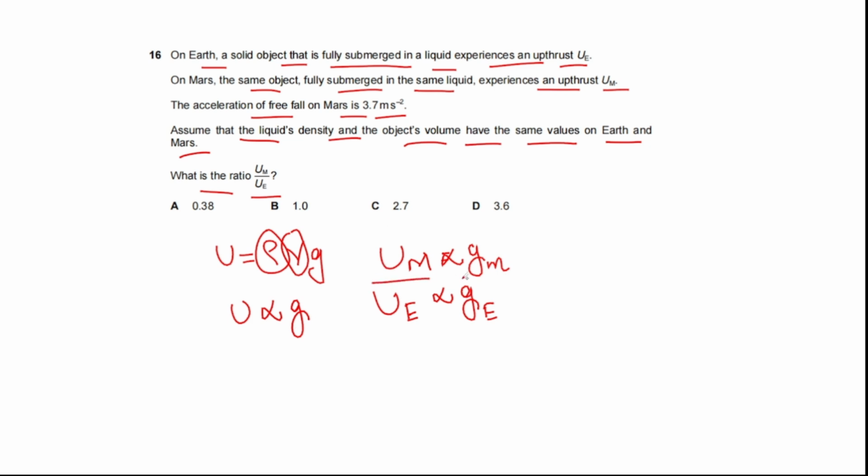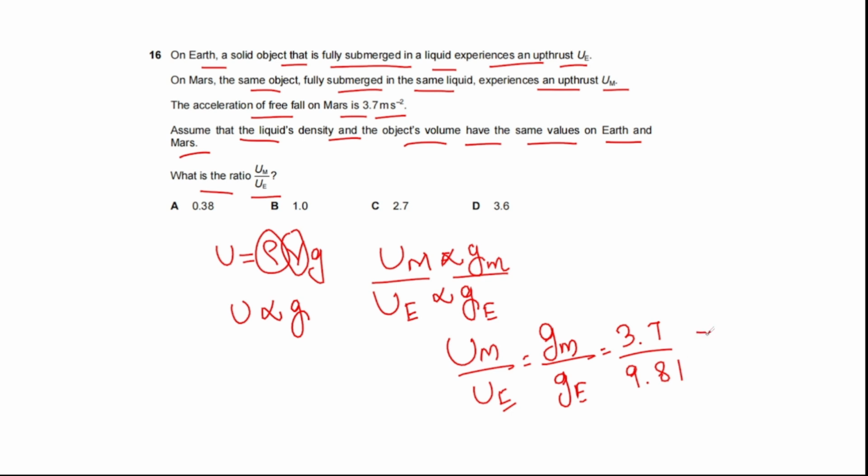So you can divide these formulas. UM divided by UE is basically equal to gM divided by gE. So we can substitute the values. The gM is given as 3.7 and gE is 9.81. Substituting these values, you will be getting 0.378, which is closest to option A.